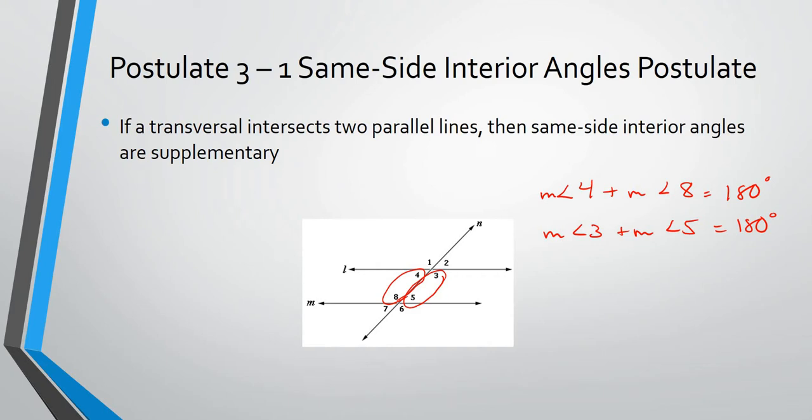Okay, this can be seen. Let's look at the first pair, 4 and 8. We know that 4 and 2 are vertical, so they equal each other. We know that 2 and 3 are a linear pair, so they add up to 180. So why do you think 4 and 8 do? Well, since these lines are parallel, we're going to see that 7 and 4 are the same, 3 and 6 are the same, so therefore 3, 6, and 8 are all the same. So anyway, the same side interior angles will add up to our 180.